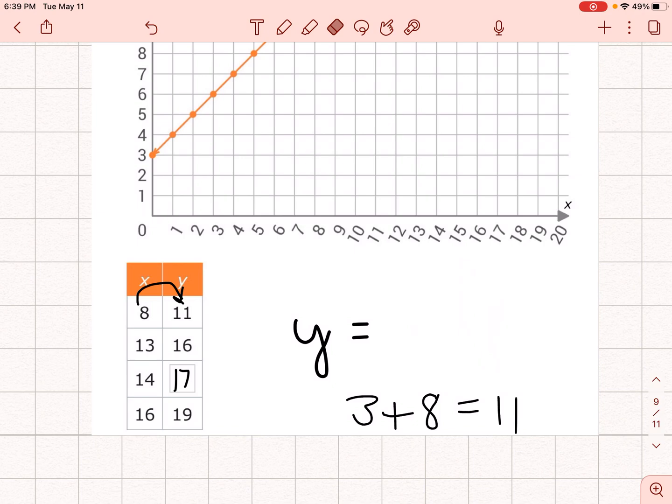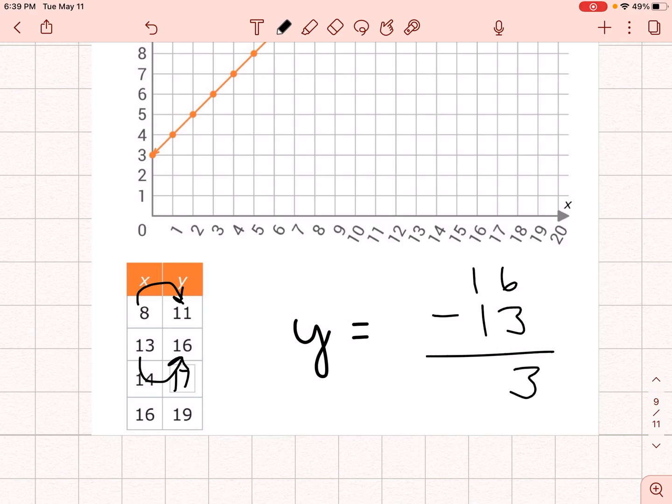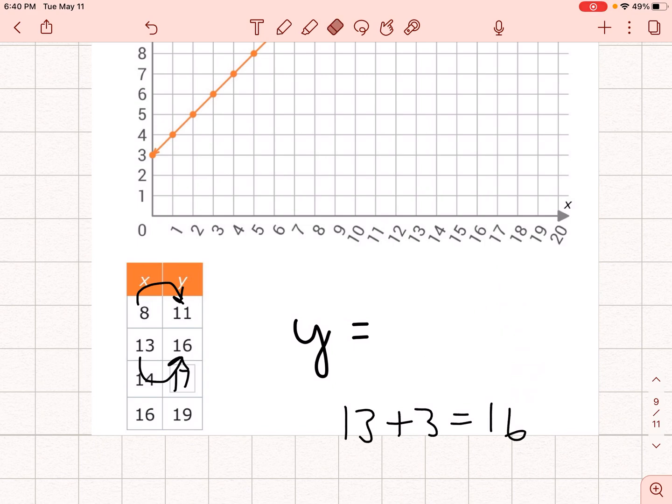Let's try that out with another one of these. How about getting from 13 to 16? Well, 16 minus 13 equals 3. And so, of course, 13 plus 3 equals 16. So for both of those, adding 3 gave us the y value that we needed. Let's see if that's true for this value that we added here.